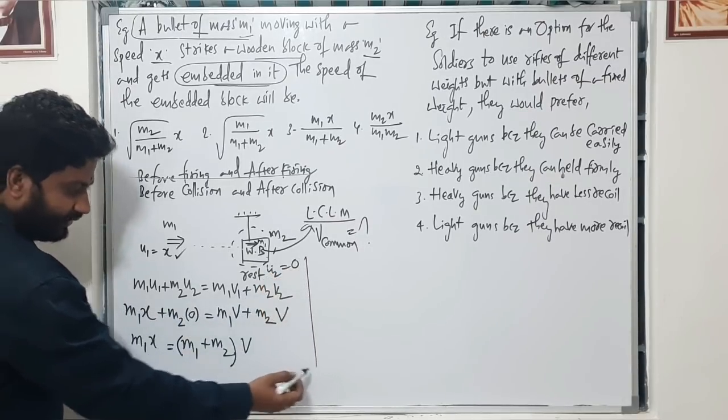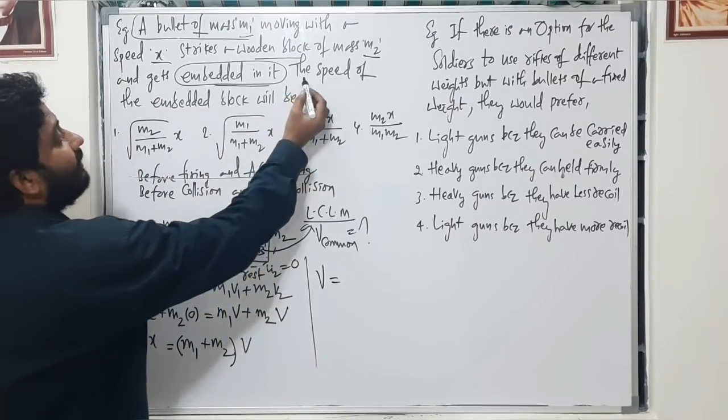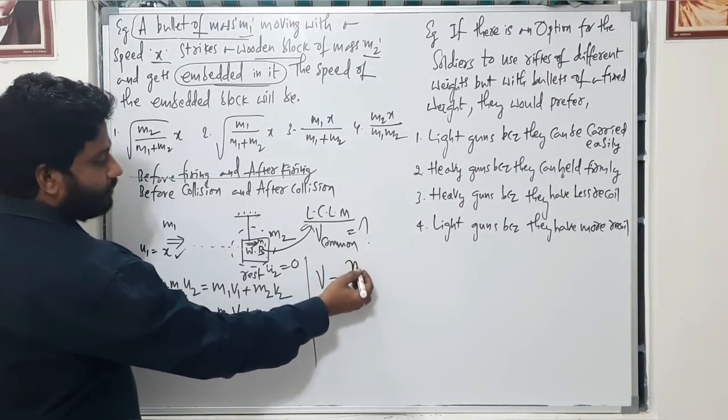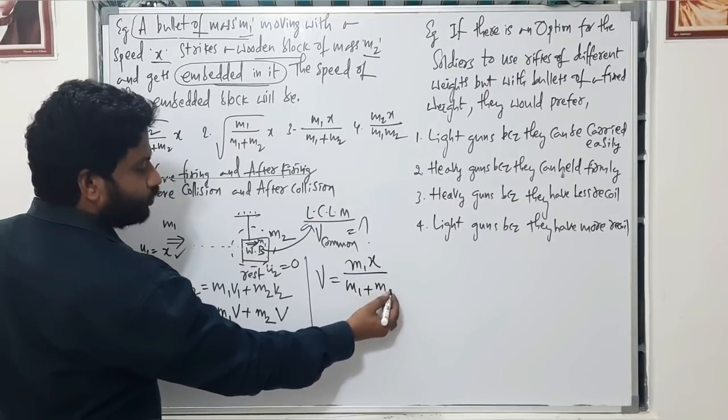So what is your final answer? v is equal to, that's the common velocity, and that is the same velocity, the speed of the embedded block. v is equal to what? m1x by m1 plus m2.